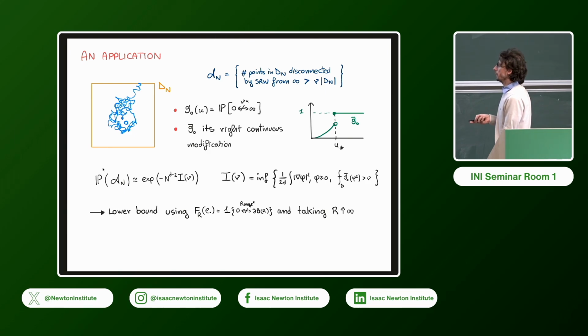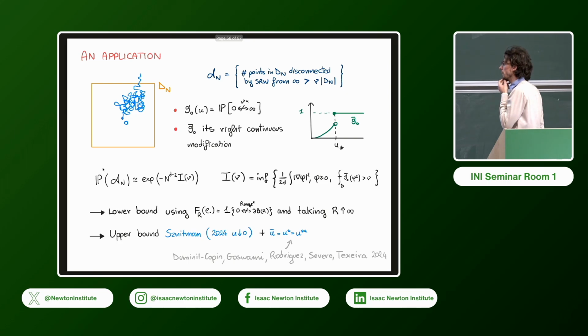The lower bound can be achieved by using as a function this fr, where I just looked whether 0 is disconnected by the range of the random walk from an enclosing box, and then I get a lower bound for each r. I take r to infinity, and I will get this rate here.